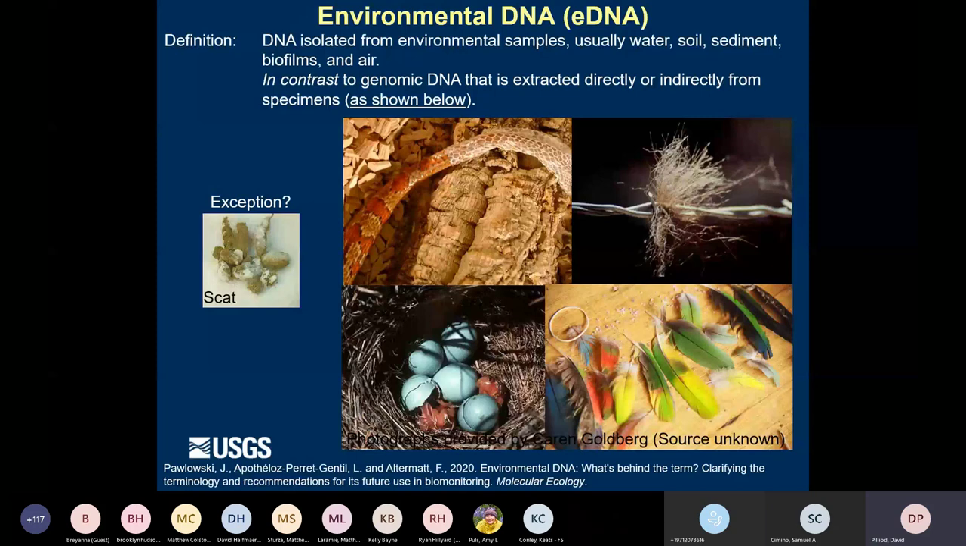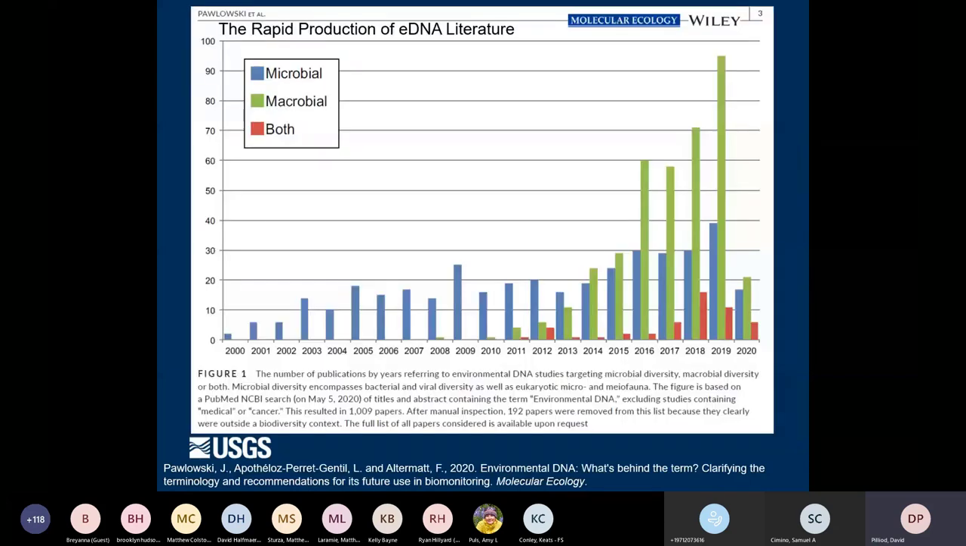An exception might be scat. Certainly there are epithelial cells shed on the outside of scat, and that would be more or less an extension of the animal itself. But what the animal ate, if you're doing an analysis of the diet, that could be considered environmental DNA because it's passing through another organism. So that might be a bit of an exception. But you can see it's not easy to define environmental DNA, and that's something that working groups are struggling with right now to make it clear for the field moving forward.